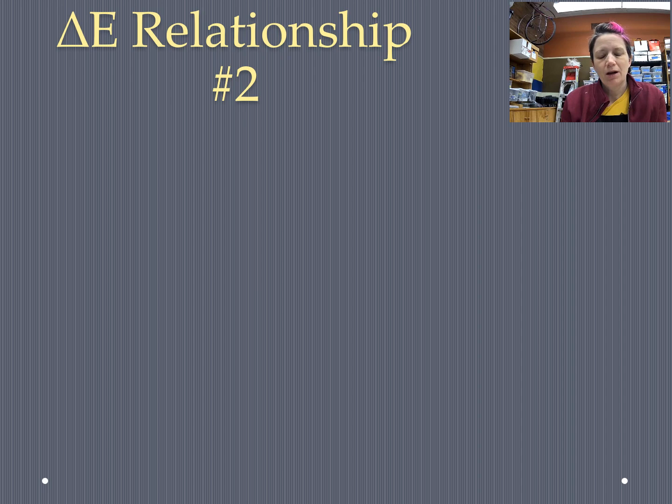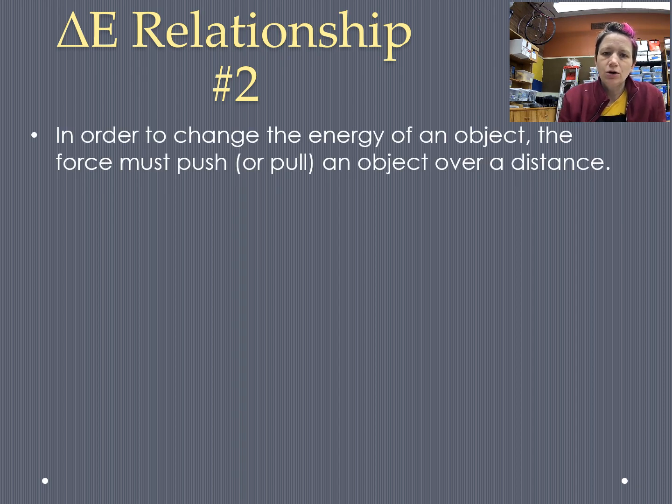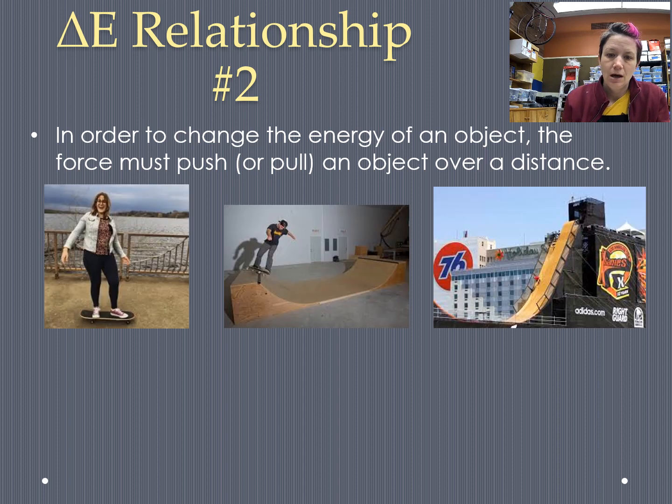The second mathematical relationship is a little bit less intuitive, and it has to do with how we physicists define energy. It turns out that in order to actually change the energy of an object, the force has to act over a distance. Just pushing on an object that's standing still isn't going to change its energy. It's still standing still. So you actually have to get that object to move in space if you want its energy to change. So, three examples of skateboarders.